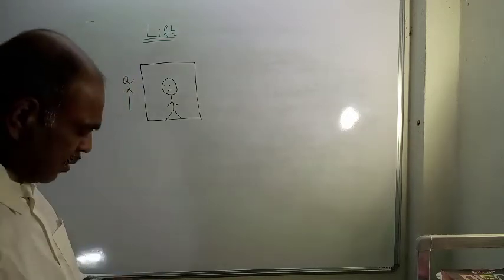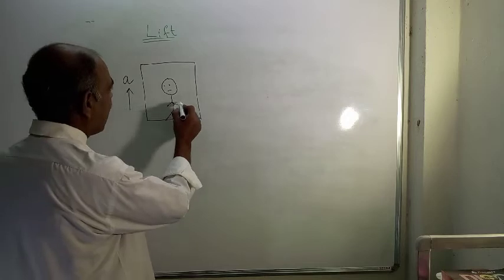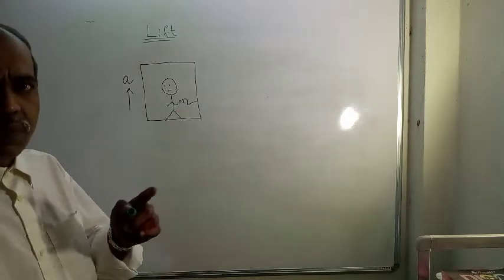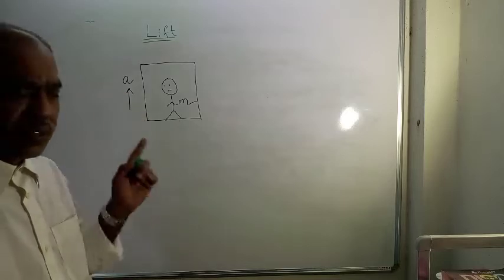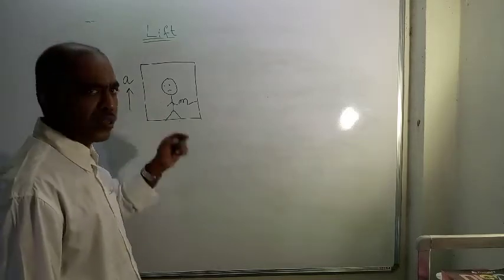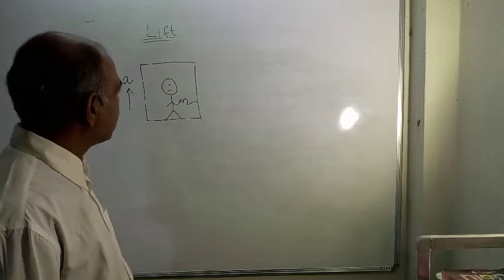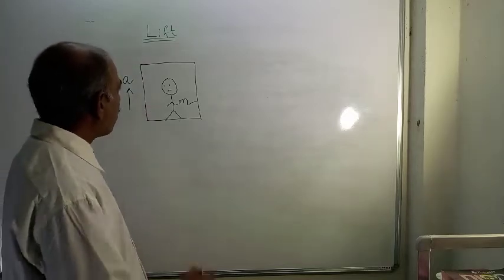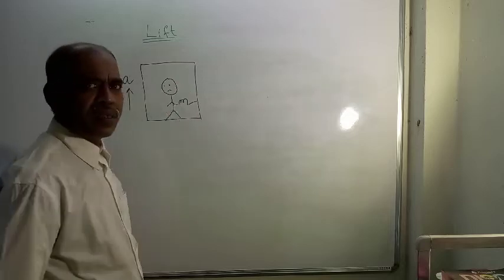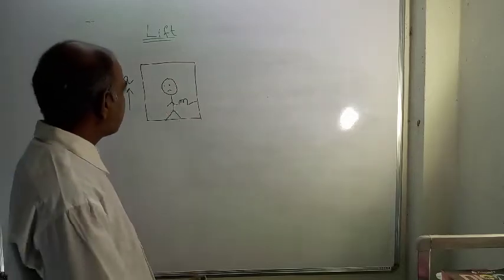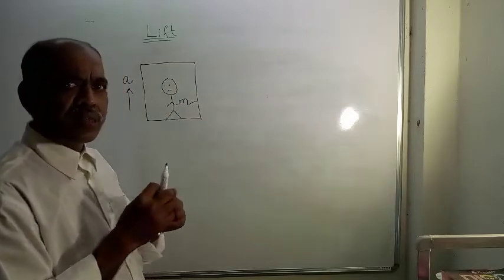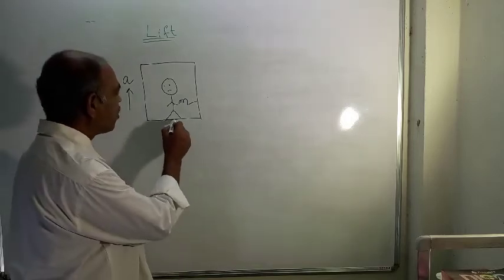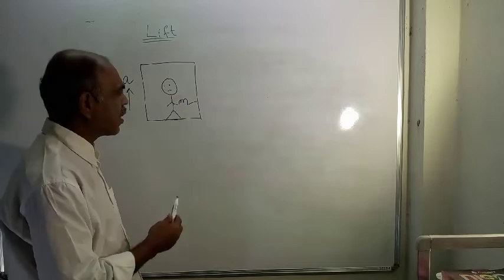Suppose the man has a mass of m. This is not the mass of the lift. This is the mass of the man only. So when he is standing inside the lift, then a normal reaction will be acting in the upward direction, exerted by this floor.